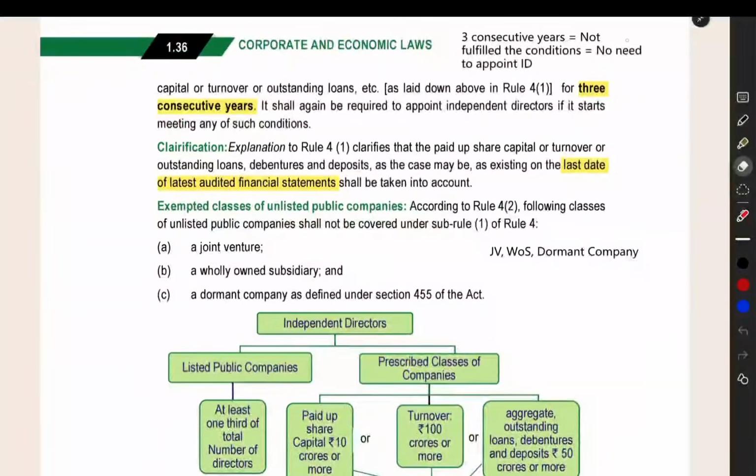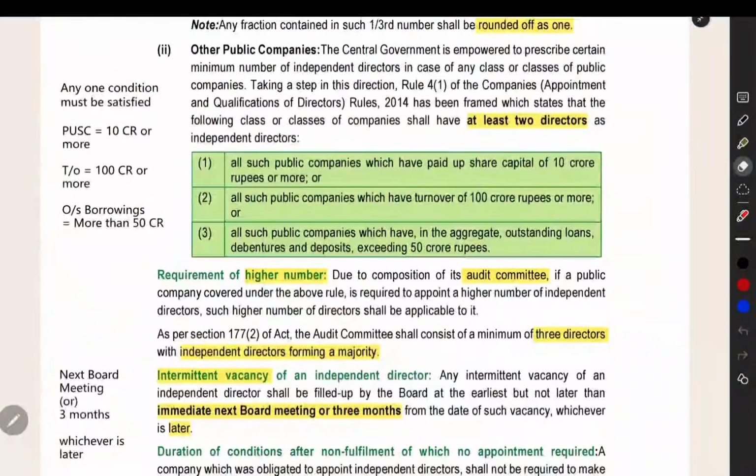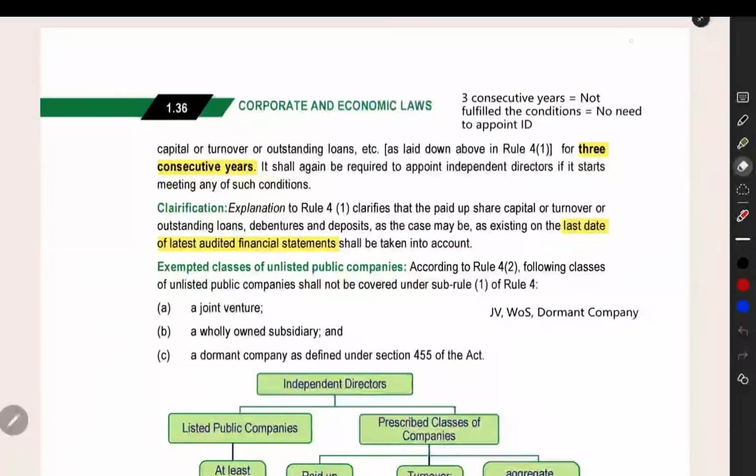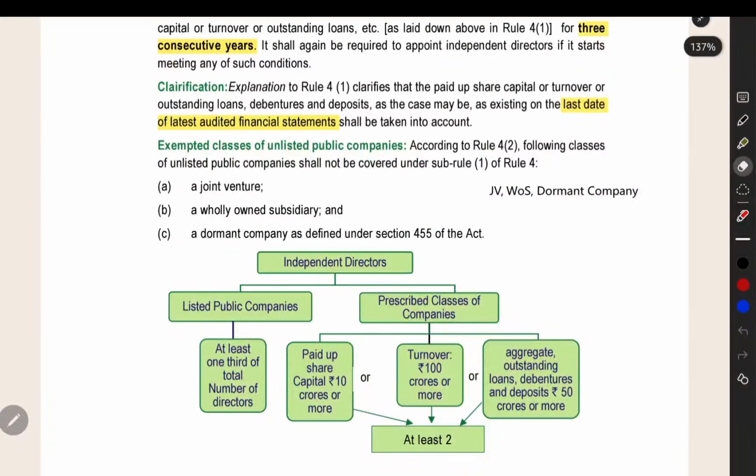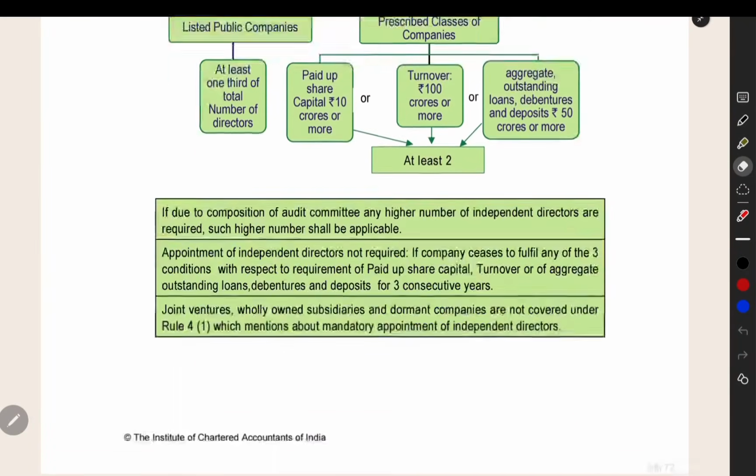Next, the thing you have to see: paid up share capital, turnover, outstanding borrowing. This you can see in the last date of the latest audited financial statement. Also, if you are an unlisted public company and you are a joint venture, wholly owned subsidiary or dormant company, you need not appoint an independent director. This also you can see.